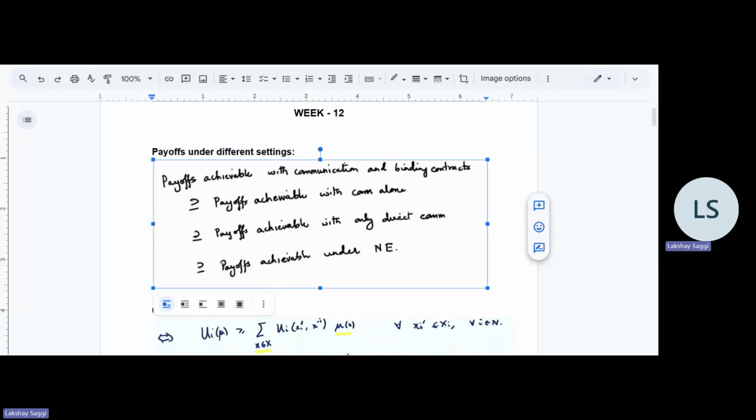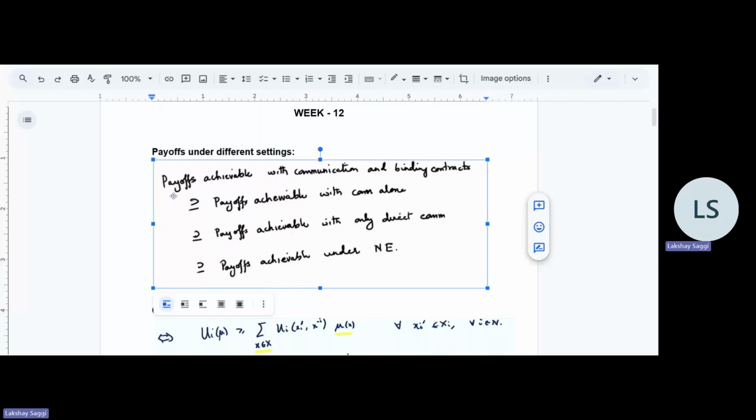So Google Maps service will be considered good when Google Maps is a good mediator. Even though Google Maps is suggesting different routes to everybody, at the end everyone reaches the final destination efficiently. Because if Google Maps suggests, suppose, the same path to everyone, then that road will get crowded, and no one would be able to reach the destination on time. So payoffs achievable with communication alone require a good mediator, and it's a superset.